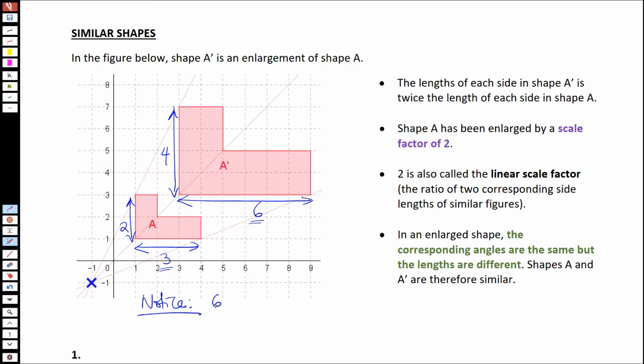Like for example, 6 divided by 3 for these two corresponding sides will be equal to 4 divided by 2. And this will be equal to the same ratio, which is basically the scale factor in this case. And what I'm saying is that this is also called the linear scale factor. So basically notice here that by looking at corresponding lengths, we can find the linear scale factor.